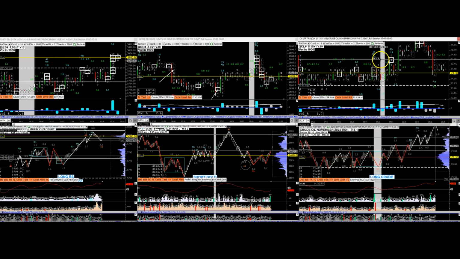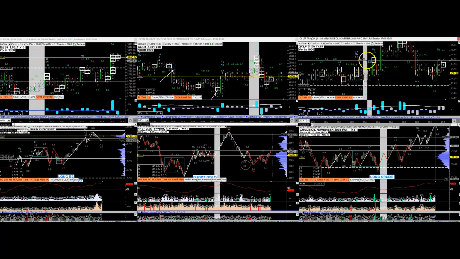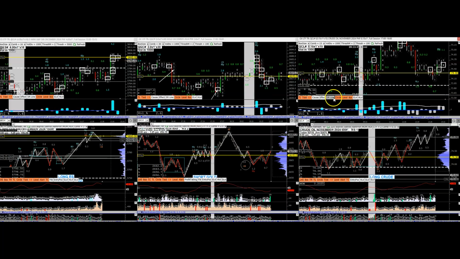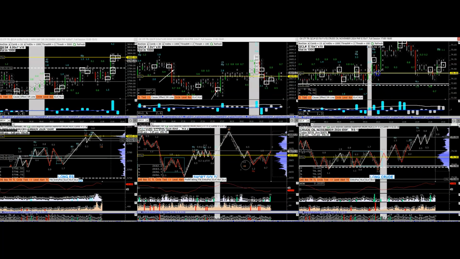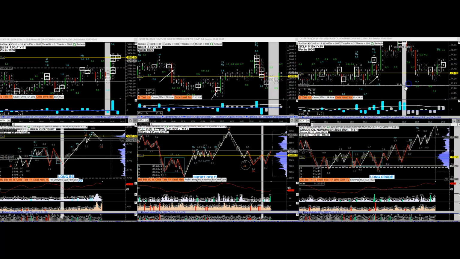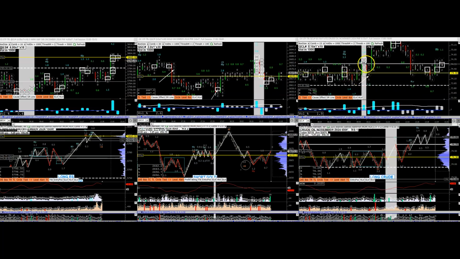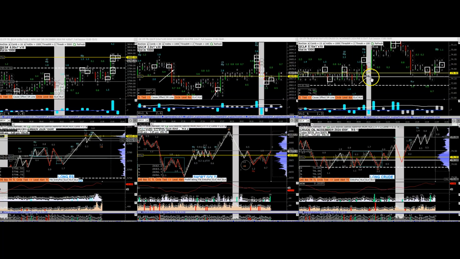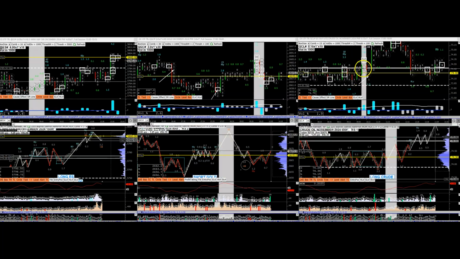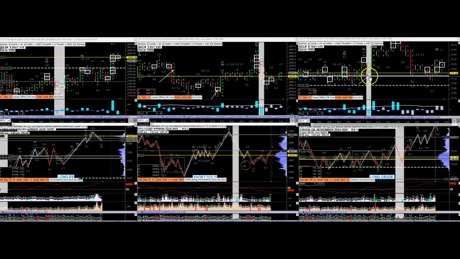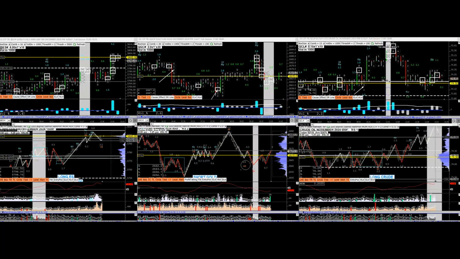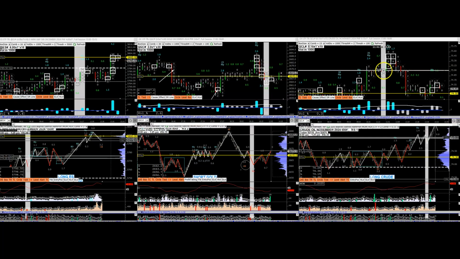It goes down, and the buyers came in right here. You see? That's the highest print in this block, and that's the highest print in this block. Boom, break, pull back, reaccumulate, take it up. Here it goes up, up, up, up.